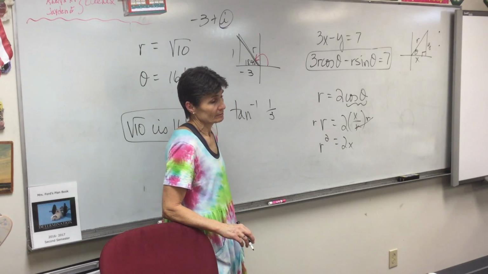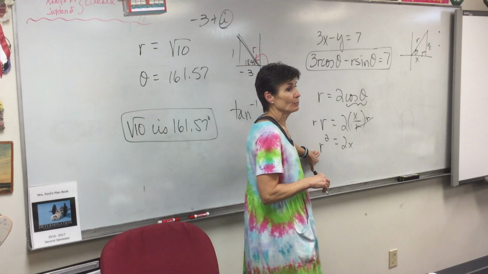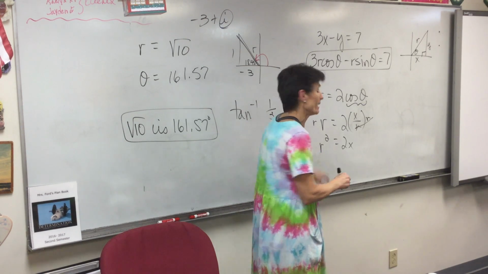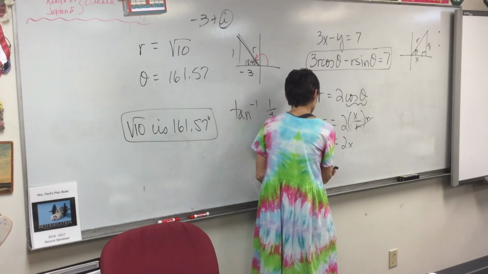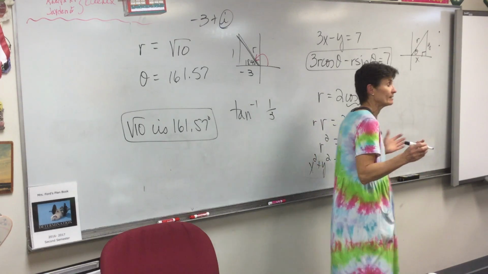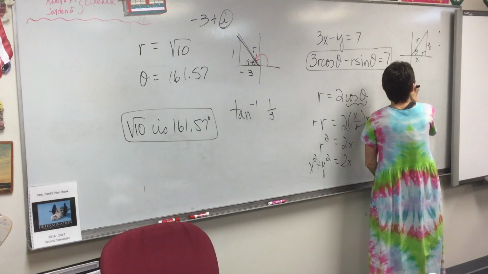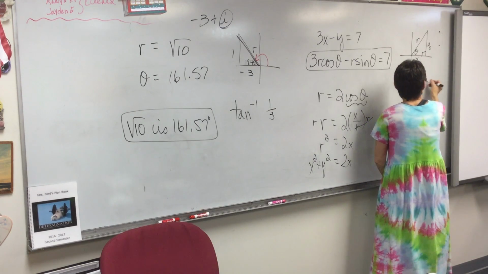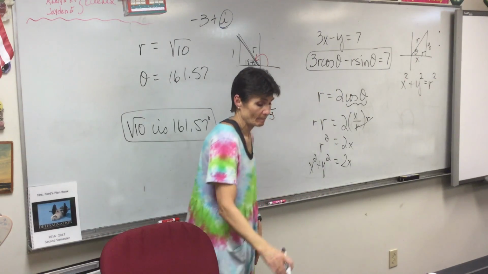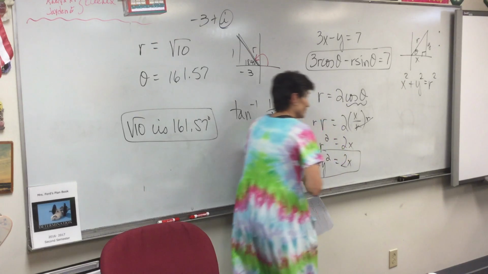Then, Derek, now we're ready to replace r squared with x squared plus y squared. And before you say anything, pay attention. This is a right triangle. Doesn't x squared plus y squared equal r squared? Yeah. So that's what we did. Now we're done. So there's our answer.